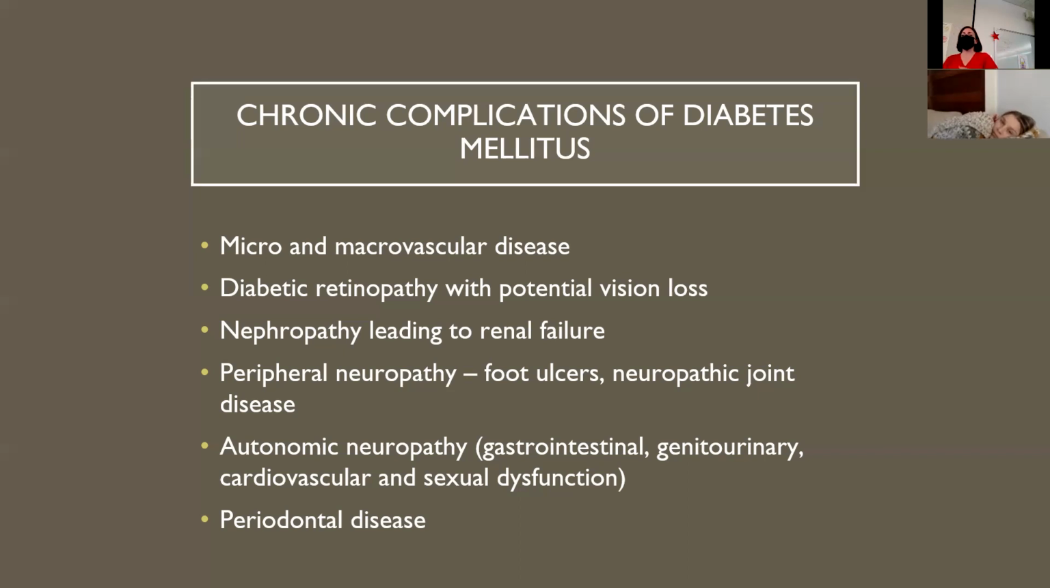Autonomic neuropathy: they can have other nerve damage in other areas like gastrointestinal, the urinary tract, cardiovascular, or sexual dysfunction, so any area that has any of this peripheral blood and nerve system. And then periodontal disease. We know they just don't respond as well to treatment if they're uncontrolled. They're at higher risk for infection and have decreased healing. They just don't heal as well, especially when they're uncontrolled.